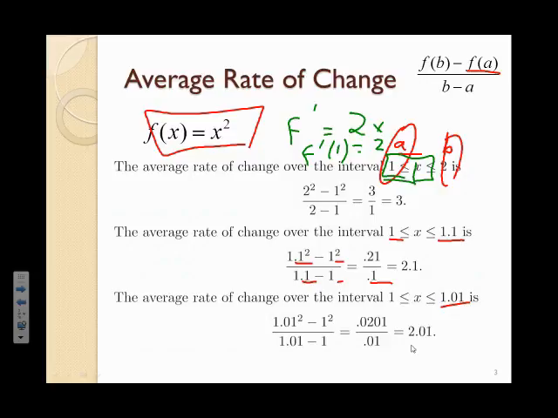So for the average rate of change, we use the slope formula, or now the calculus version of it. But we realize that as the change gets smaller and smaller, we're coming closer and closer to that value, or what we sometimes call the instantaneous rate of change.